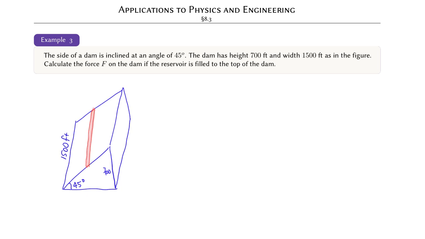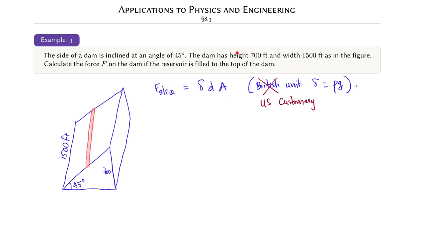is the same. The force on this particular slice is, using the US customary system, the weight density times the depth times the area. Remember that in this case, since we are working with the US customary system, the density is rho g. The gravity is already taken care of.